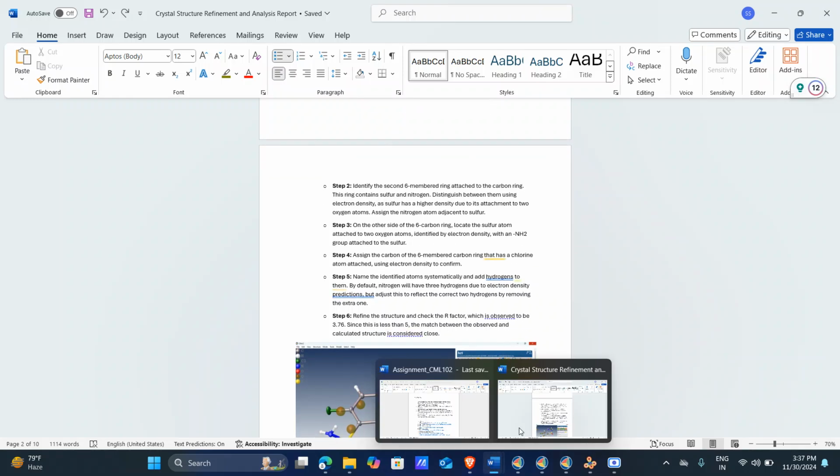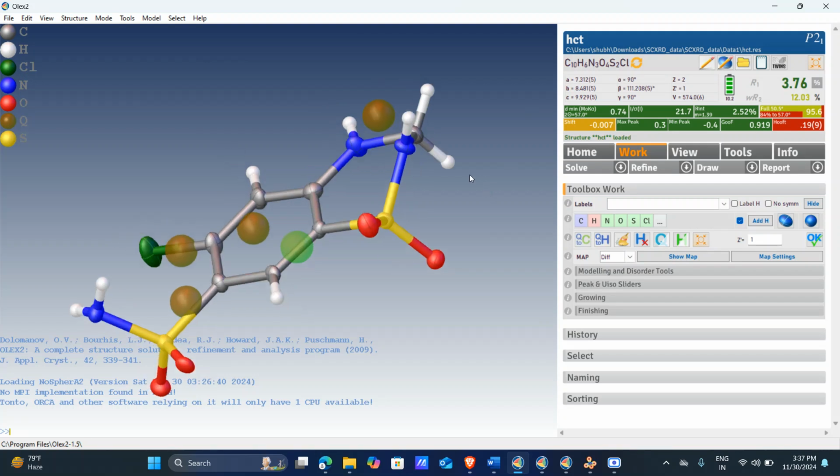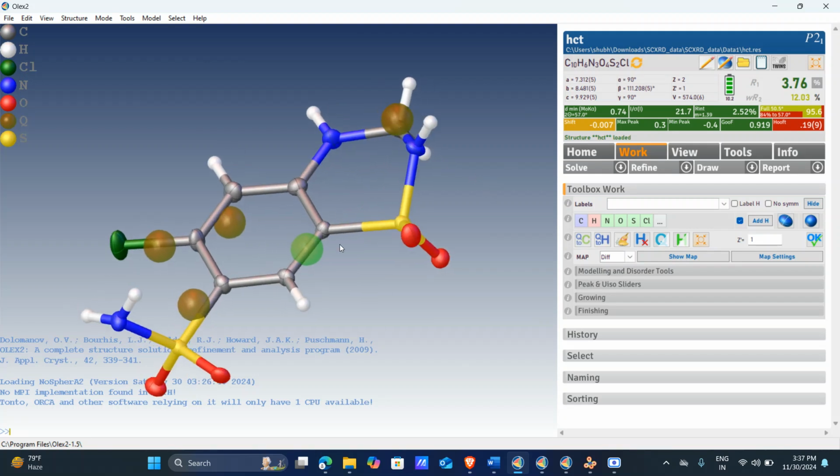Refine the structure. We are basically refining the structure at each step using this refine tool. After refining, we are getting an R factor of 3.76, which is less than 5 and closer to our observed data value, so it is good. So this is basically the structure of hydrochlorothiazide.